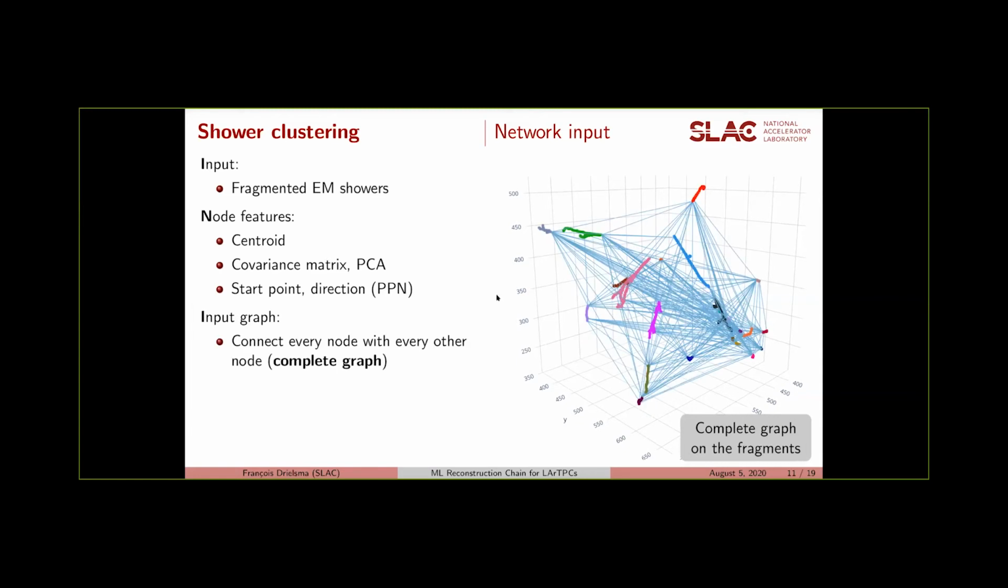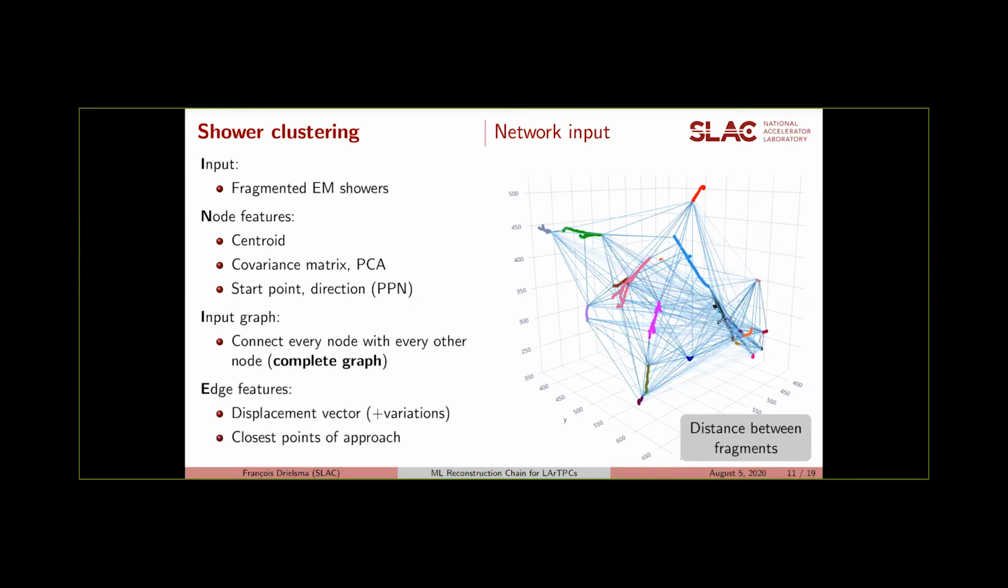And then what you do is that you make connections between the shower fragments. And typically what we do is that we build what is called a complete graph, which means that we connect every fragment with every other fragment in the graph. And so we allow every fragment to talk to every other fragment. And so we also give features to the edges, which we know might be useful to constrain the connectivity graph. And essentially what these edge features contain are variations of the displacement vector. So this corresponds to essentially the distance between two fragments.